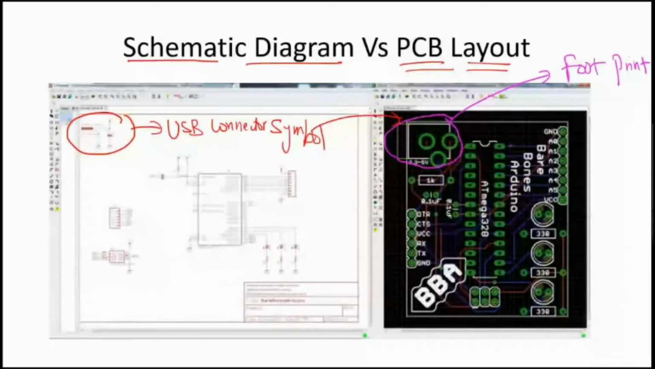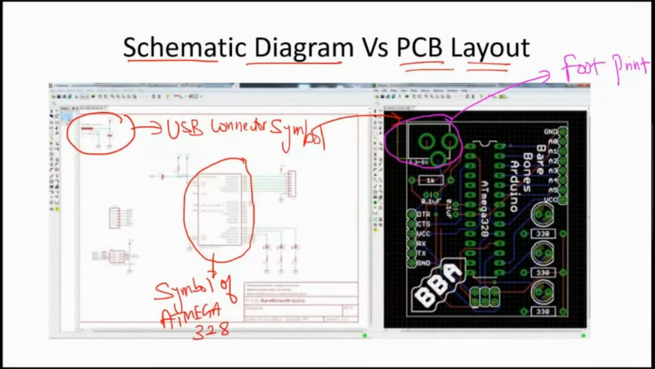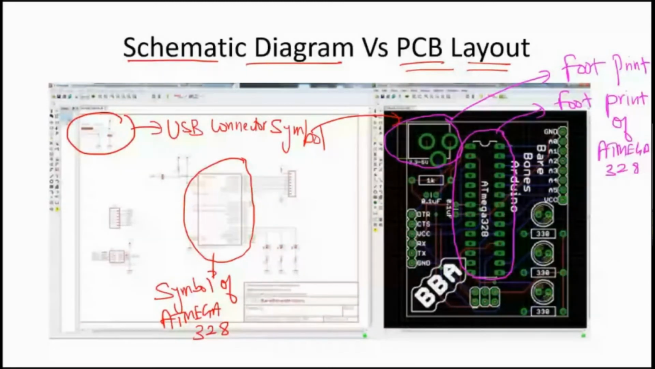In the center, you have the schematic symbol of Atmega 328 microcontroller. What you are seeing on the right is the footprint of Atmega 328. This microcontroller would look like a 28-pin IC. If a symbol doesn't have a footprint, you cannot design a PCB.